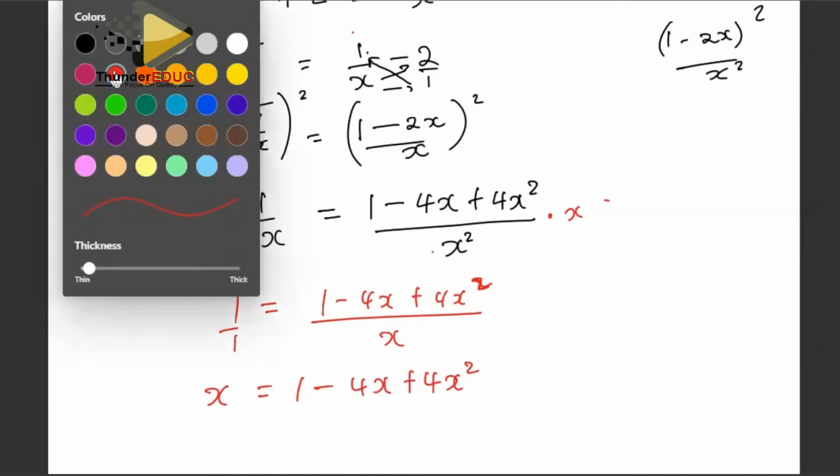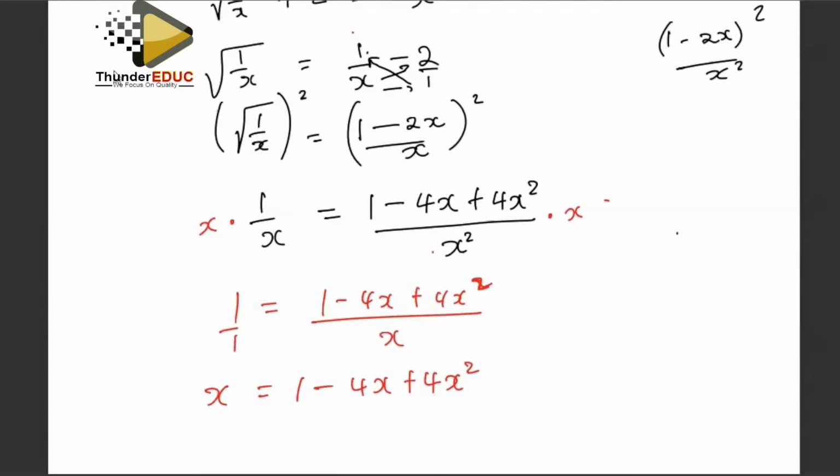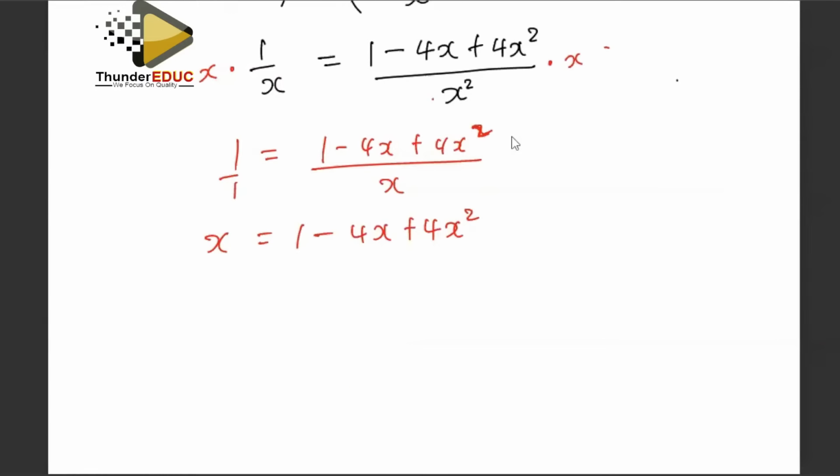Someone will say, but why did you cancel the x out? Aren't we killing something? Aren't we killing an answer by doing that? Okay, so let's create a standard equation, meaning I have to move the x across, so it's going to be 4x squared minus 5x plus 1 is equal to 0. Let's factor this.